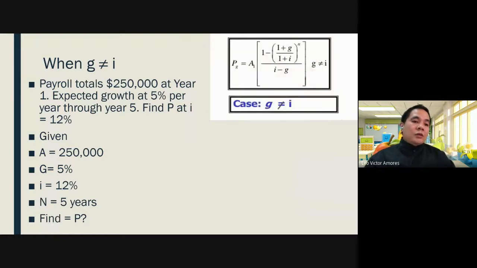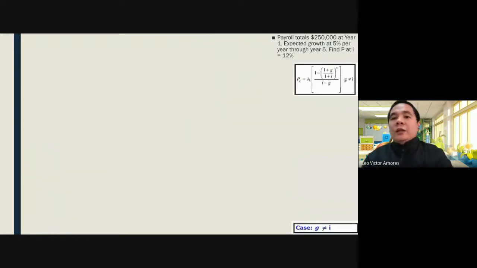So by equation, you have a payroll totaling 250,000 per year. The expected growth rate for the next 5 years is 5% per year. But the interest rate is 12%. Okay? So let's try to solve. Your P of G, that is your A, is 250,000 multiplied by 1 minus, what is your G?